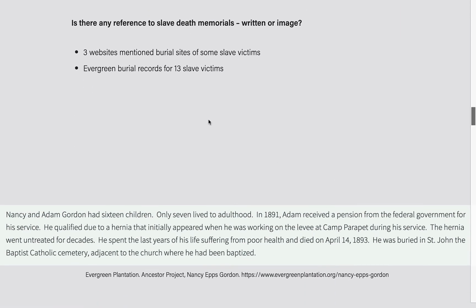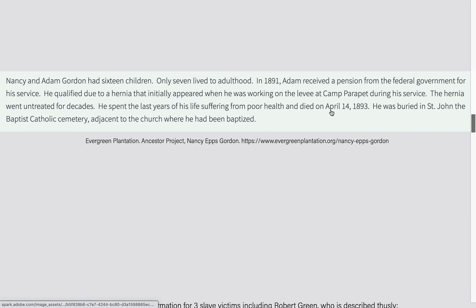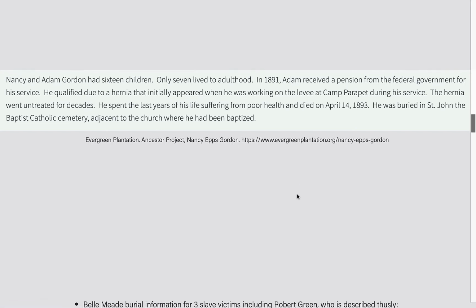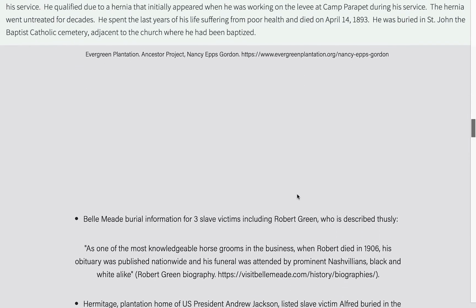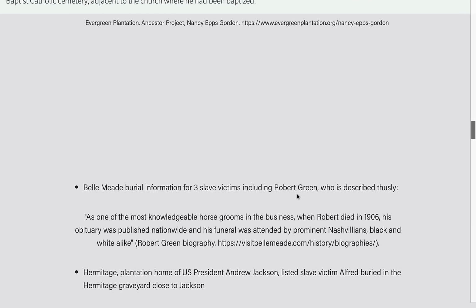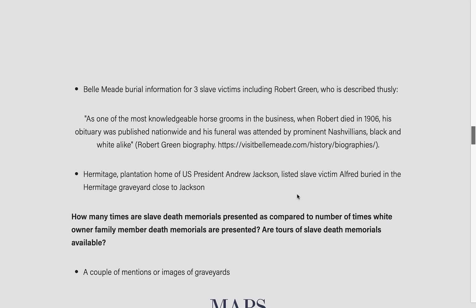So there was a little bit of mention of some burial places for slave victims. Here's an example, one for Adam. You could see he was buried in St. John the Baptist Catholic Cemetery. And these kinds of records really vary so much from plantation to plantation. So many things happen with records, and the different plantations all have a different focus as to what they want to share. Some of the sites do a lot more with the database of the slave victim information.